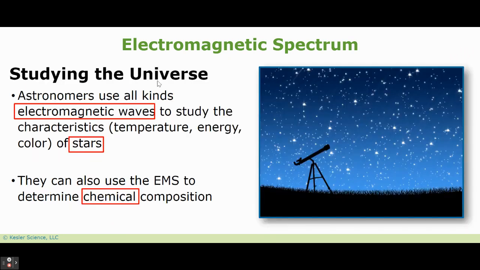All right, last slide is how we use it. How do we use our knowledge about the electromagnetic spectrum to study the universe? Astronomers use all kinds of electromagnetic waves to study the characteristics, meaning the temperature, energy, and color of stars. They can also use the electromagnetic spectrum to determine the chemical composition of stars. So they can figure out what stars are made of, what elements. Is it made of carbon? Is it made of hydrogen? What is it made of? They can use the electromagnetic spectrum to figure that out.